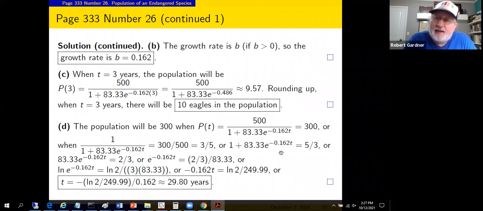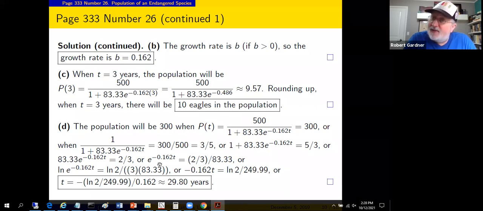So we've got this equation, and we've dealt with this equation before. This is the same style of equation we had with Newton's law of cooling, so we can solve this. Trying to get T by itself, subtract 1 from both sides. We'll lose the 1 here. 5/3 minus 1 is 5/3 minus 3/3, which is 2/3. So we have 2/3 on the right-hand side. Divide both sides by 83.33, which produces these ugly numbers here.